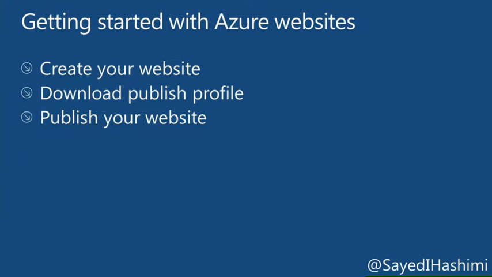So what does it take to get started with Azure Websites? There's actually three simple steps to getting started. First, you create your website in the portal, and then you download the published profile. You'll use Visual Studio to import that profile, and then publish the website to Windows Azure.